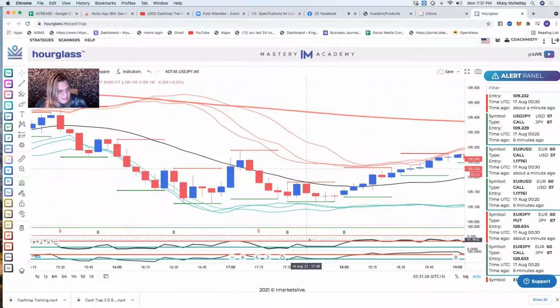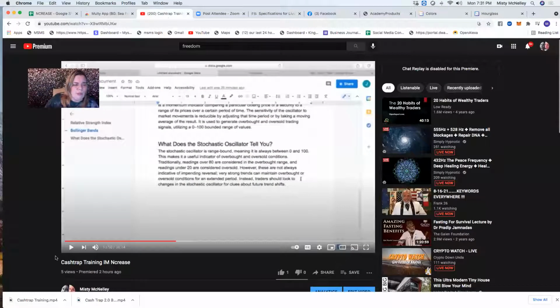Maybe the top one is the stochastic and the bottom is the RSI. We'll look. We'll figure it out.